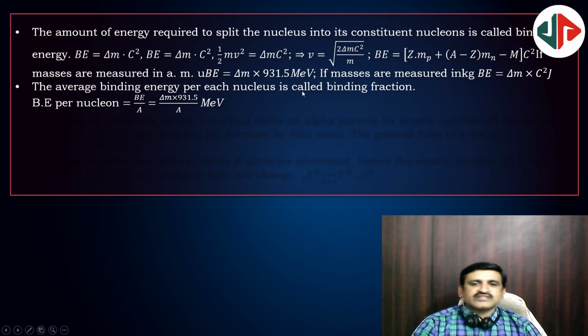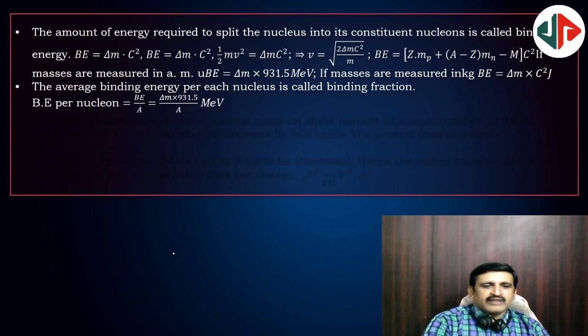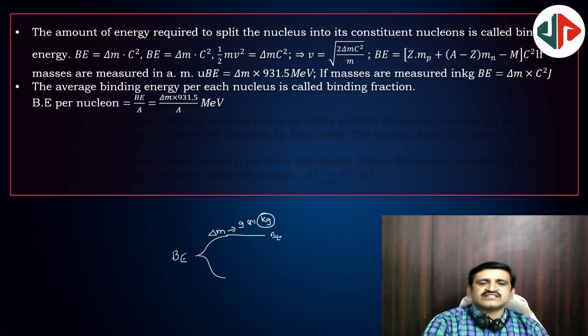Delta m into c square. Here I want to write a small thing. Binding energy can be calculated in two ways, depending upon the given data. If the mass delta m is in grams or kg, you have to take it in kg only, so that binding energy is equal to delta m into c square, and the answer will come in joule.